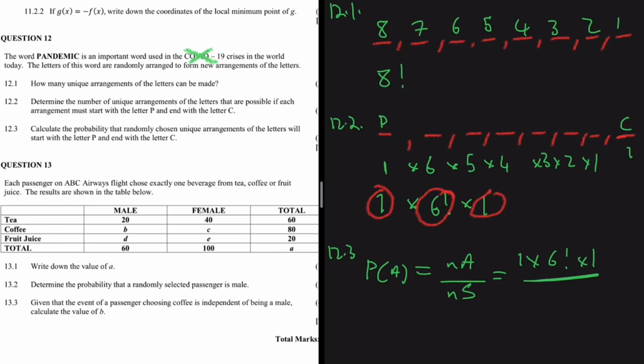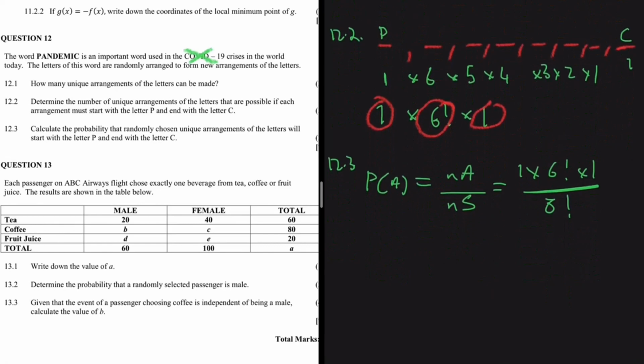But then what are the possible arrangements of the letters if we don't have any restriction? If we don't have any restrictions, we have 8 factorial ways we can arrange the letters. So we basically have 6 factorial divided by 8 factorial. And that is equal to 1 divided by 56.